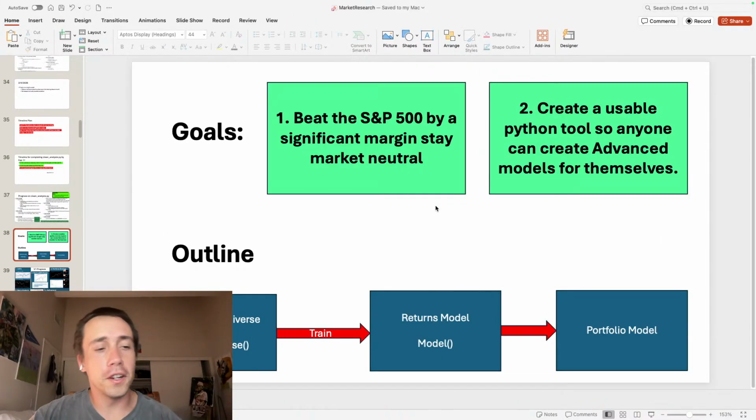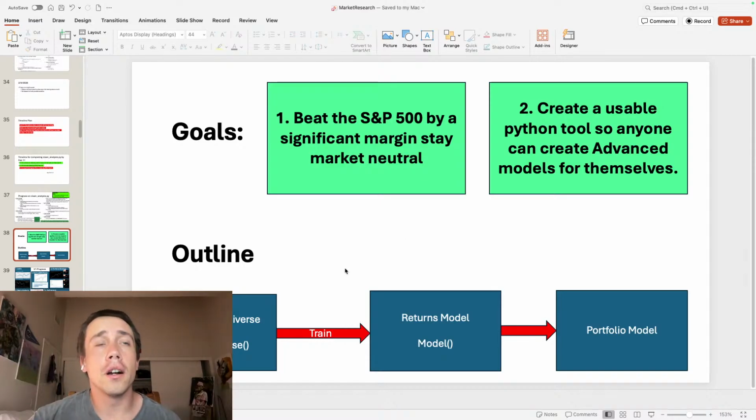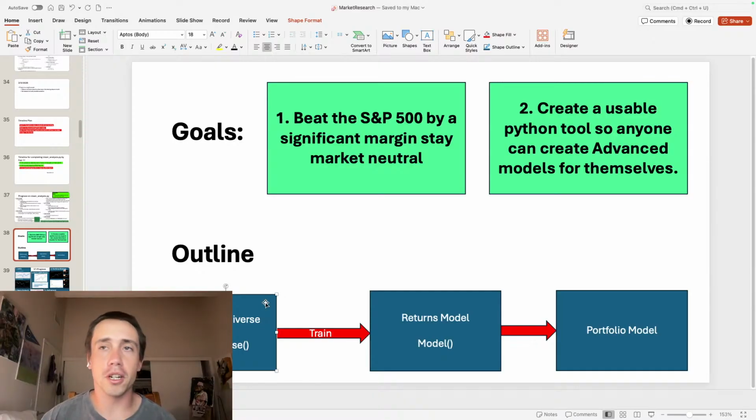The free data source I found, there's a link in the description. You can find instructions for installing it on my GitHub. It goes back to 2011. So the first step is isolating a stock universe, because your stock universe is basically what your model is going to train on and make predictions on.